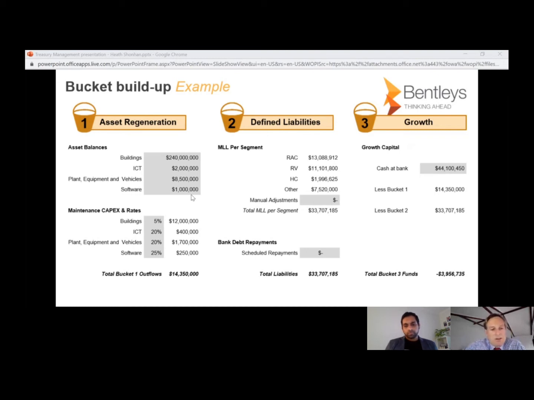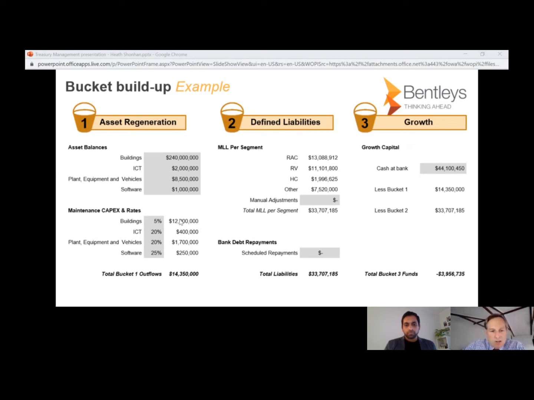Comparing that to say $2 million in that asset, over 5 years, that's a $400,000 write-off every year. As I mentioned, $8.5 million worth of plant and equipment written off over 5 years is depreciation of $1.7 million a year. $1 million worth of software written off over 4 years, or at 25%, is $250,000 a year. And buildings then, $240 million worth of buildings written off over 20 years, or 5% per year, provides an annual depreciation of $12 million.